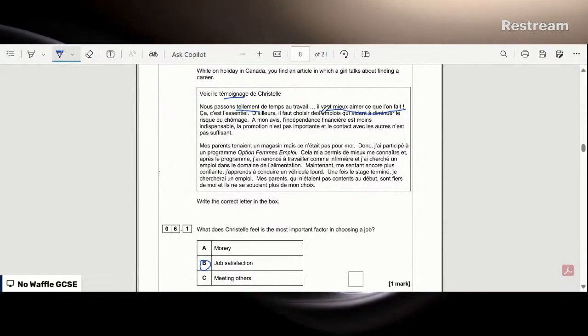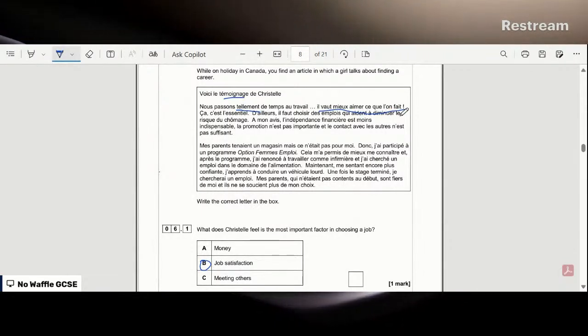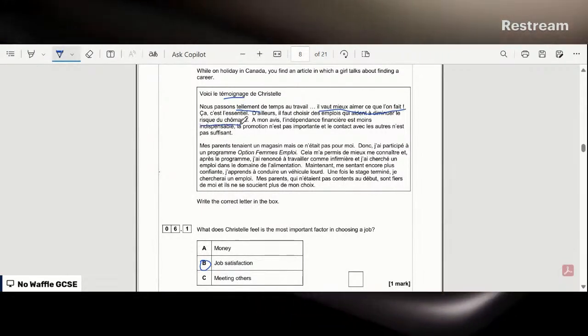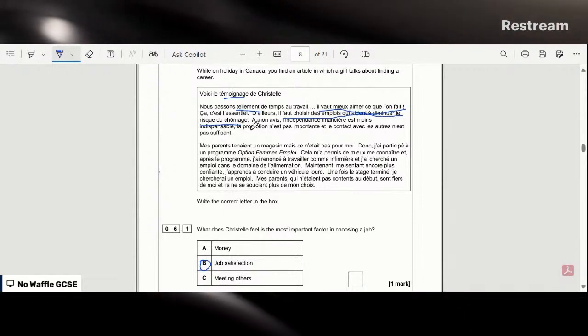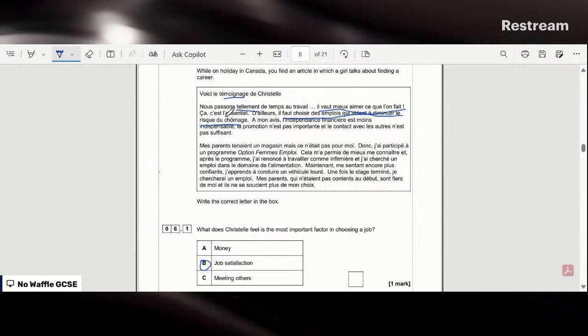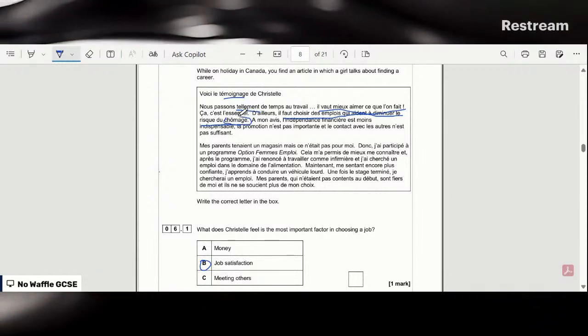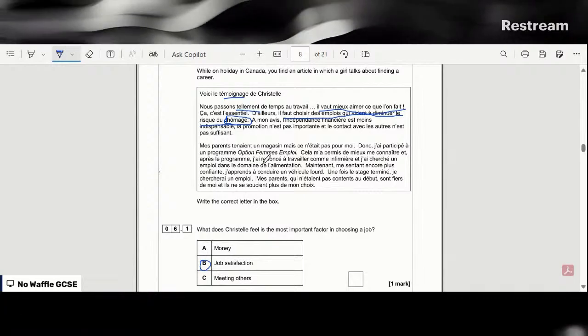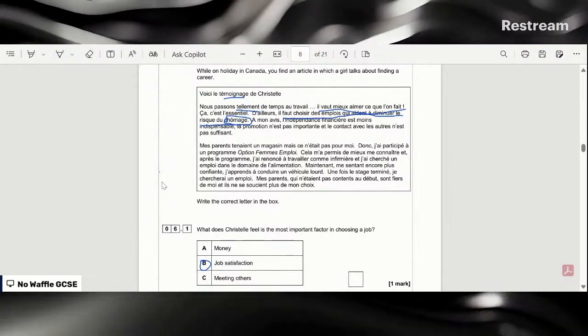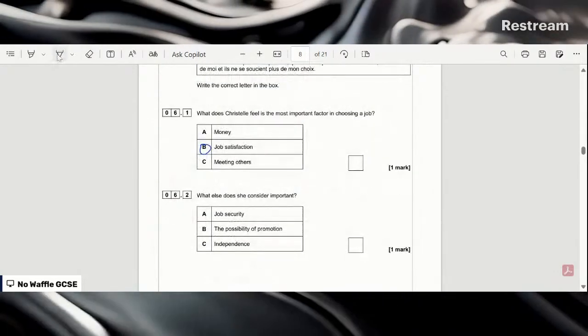D'ailleurs, il faut choisir d'emplois qui aident à diminuer le risque du chômage. So it's important to choose a job that helps in reducing the chance that you will be unemployed. Le chômage comes up almost every year, just means unemployed. Okay, so job security, therefore, would be the correct answer.